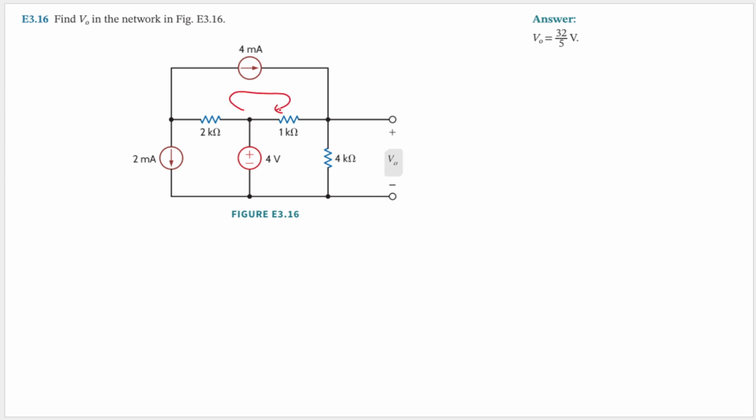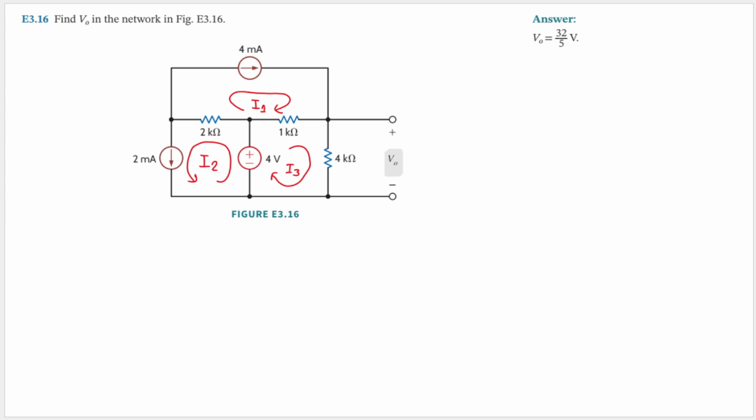Let's draw this as loop I1. And then the direction I just follow the arrow of the current source. So we'll have I1 here, and for I2 I will do it like this because I just want to follow the arrow of the current. So I will have I2 here. Then for I3 I will just do clockwise. We'll have I3 here. Good. So now we have three loops, I1, I2, and I3.